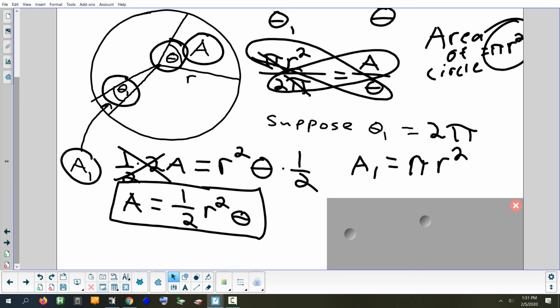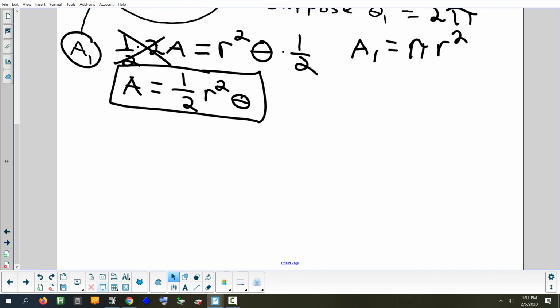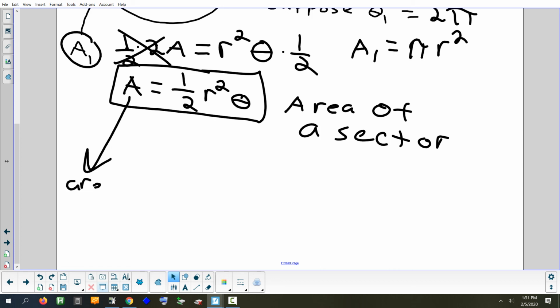All right. Now just write down what each thing means. So this is your area of a sector. So it's the other important formula for today. Okay, A is area. What do you think R is?